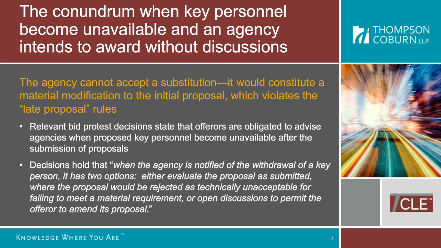Proposals have been submitted, no award's been announced. And if the agency has planned to make this contract award without engaging in discussions, which are what some of you might know as evaluation notices or exchanges in an RFP that allow you to revise your proposal, you're in a very, very difficult situation, because the bid protest decisions state that offerors are obligated to advise the government when their proposed key person becomes unavailable after proposals go in. If you don't advise the government that this person has become unavailable, then you risk being found to have misrepresented your capabilities.